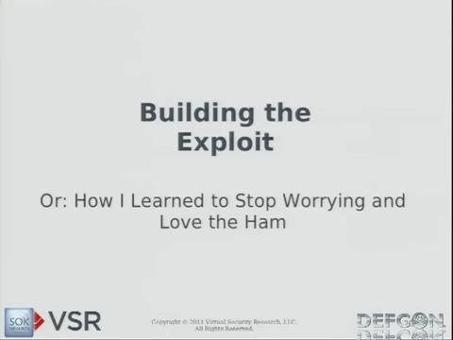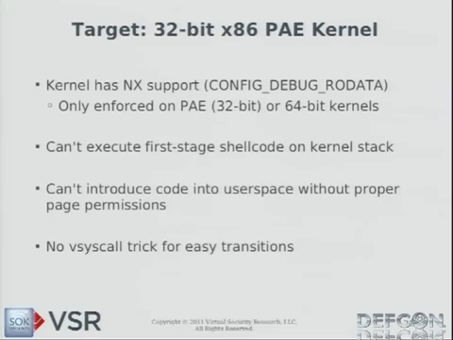And now we've gotten to the good stuff. Before we start talking about how to write this exploit or what the bug is, the target system that I'm going after is a 32-bit x86 Physical Address Extension kernel. And the PAE component is significant because it means the kernel now has NX support, as in the kernel stacks, kernel heap, and kernel data are all now non-executable. So we can't just execute code on the kernel stack immediately without doing something first.